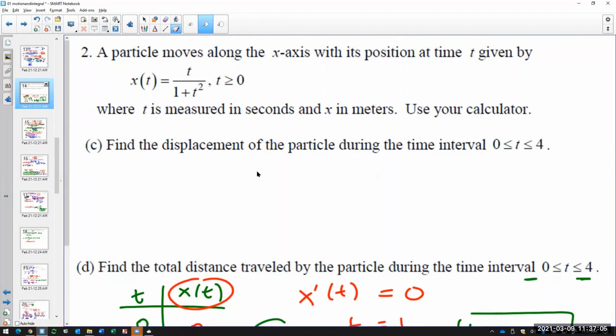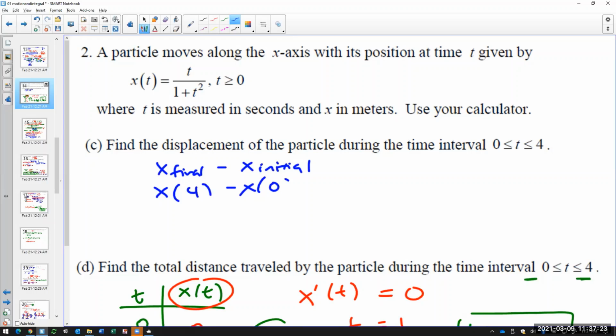Okay, find the displacement. Guys, what's the formula for displacement? All of calculus is formulas, okay? What's the formula for displacement? X final minus X initial. My X final is going to be X at what time? 4. My X initial is going to be X at what time? 0. Can you find X at 4? Sure you can. Here's X. Everywhere there's a T, you're going to put 4. So do you see that that's 4 over 17?